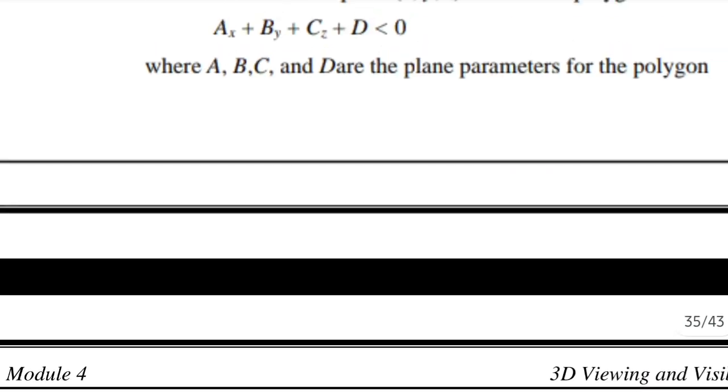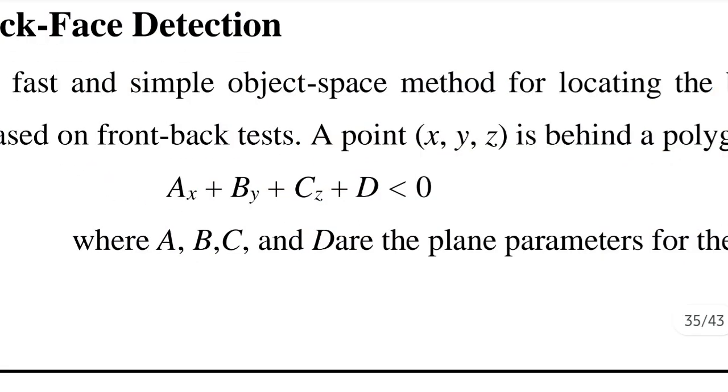Okay, so it's not actually there. So this is the equation. This we also discussed, I guess, in module 2. Ax plus By plus Cz plus D is less than 0, then it is behind the plane. If it is equal to 0, it's on the plane. If it is greater than 0, it is in front of the plane.